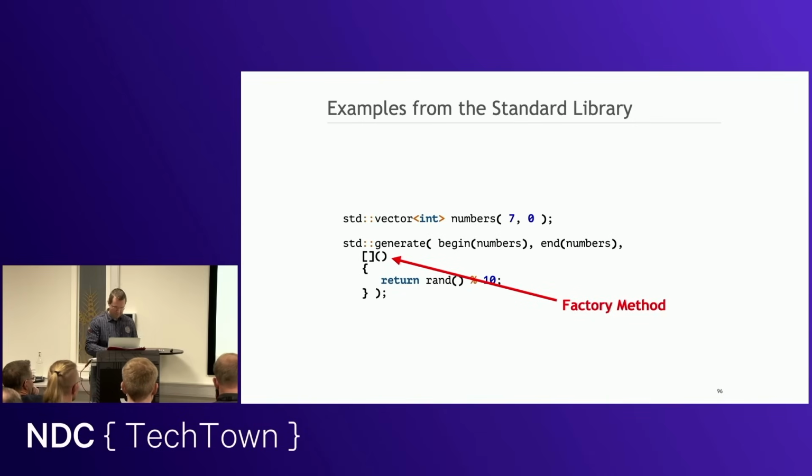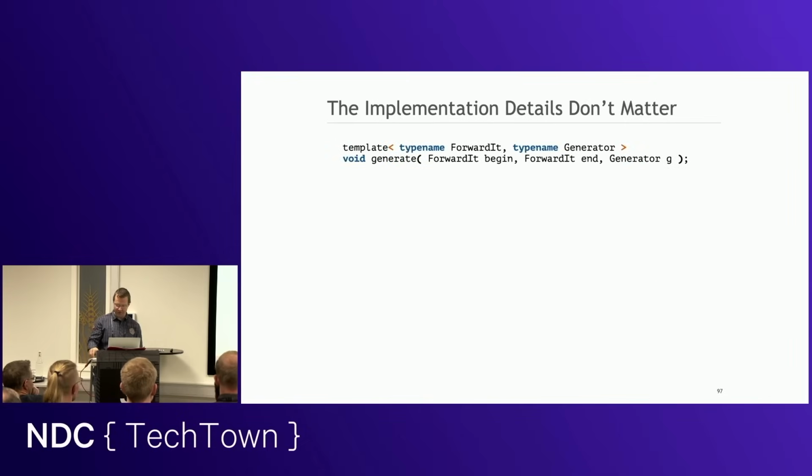And so indeed, generate could be written in so many different ways. Of course, the standard way of doing things is to pass a template parameter, generator, and yes, of course, this is the right way of doing things.